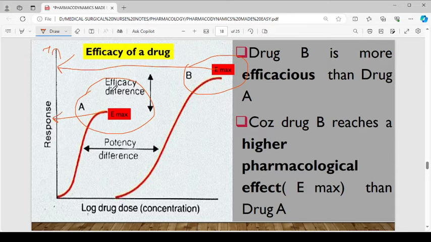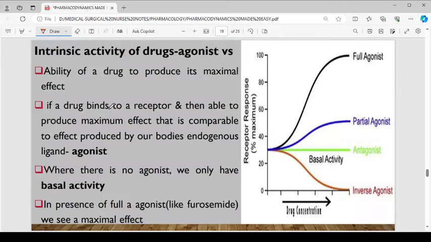So that's why we are saying that drug B is more efficacious than drug A, because drug B reaches a higher pharmacological effect compared to drug A. And we are saying higher just based on the Emax of the drug, okay? This one is at a higher level compared to A, right? So that's why we say now drug B is more efficacious than drug A for that case, okay?